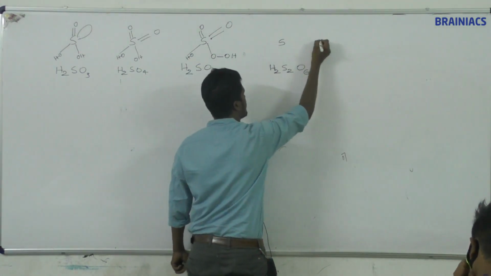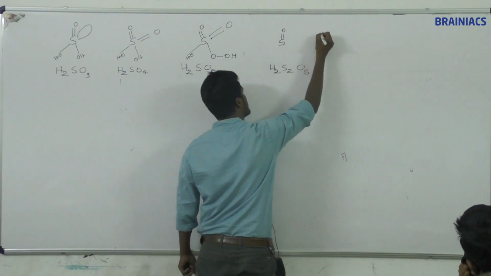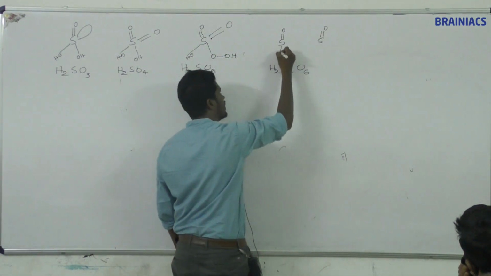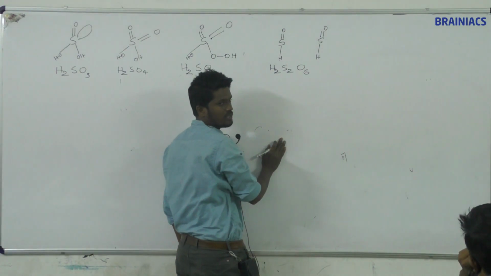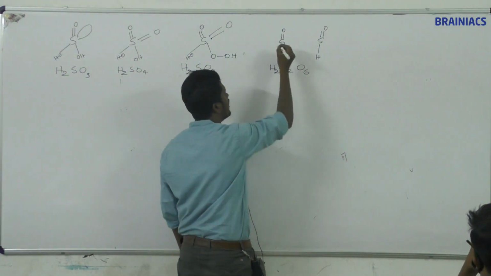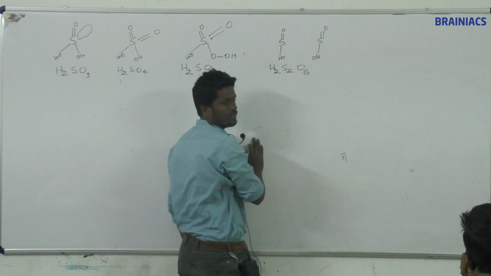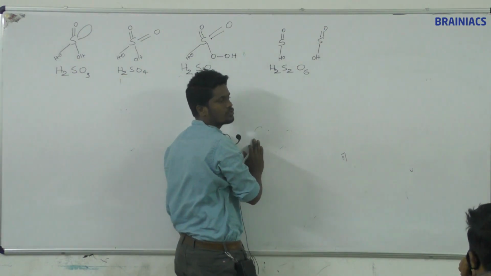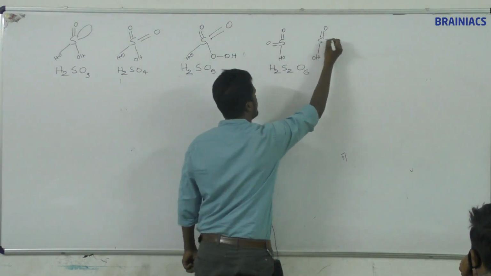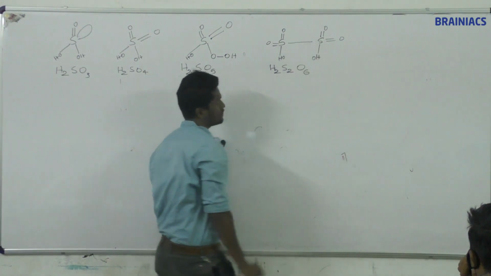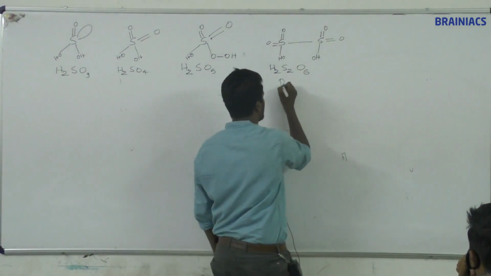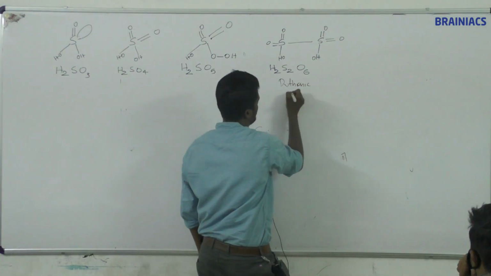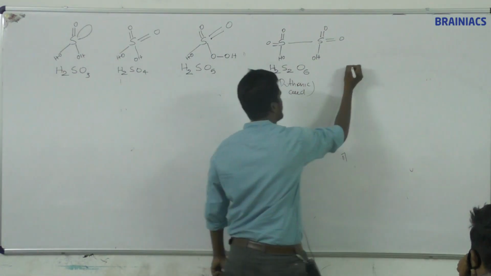And next one is H2S2O6, 2 sulfur with the oxygen in between. Okay, 2 hydrogen, 1 for this sulfur and 1 for this sulfur. How many oxygens are remaining here? 4 and 1 and 1. Then how many oxygens are remaining? 2. 1 for this sulfur and 1 for this sulfur. Okay, H2S2O6. So what will be the structure? That is dithionic acid. Dithionic acid.